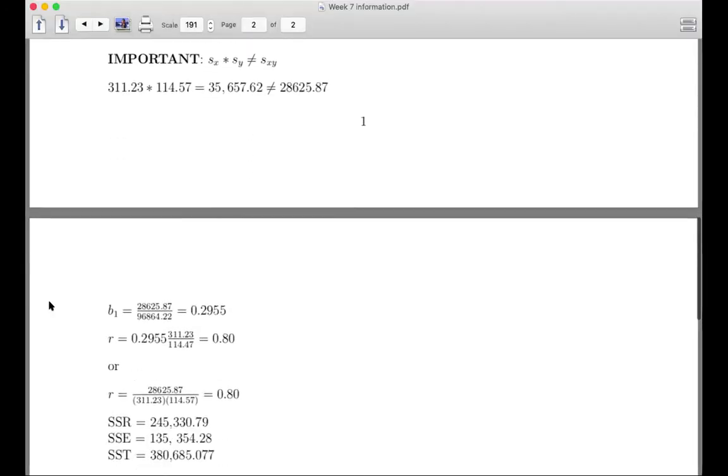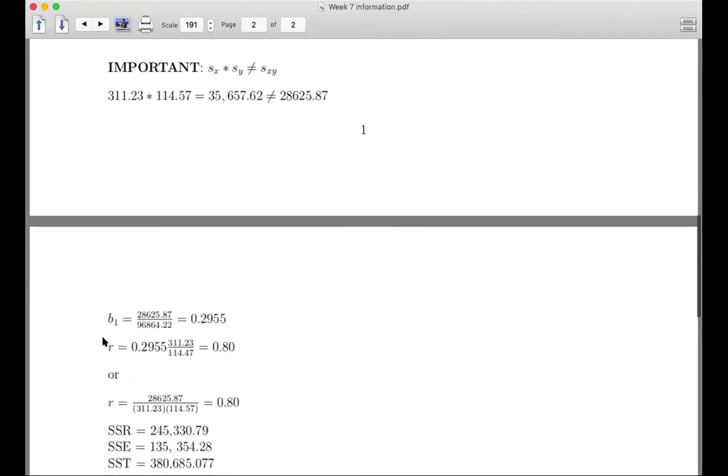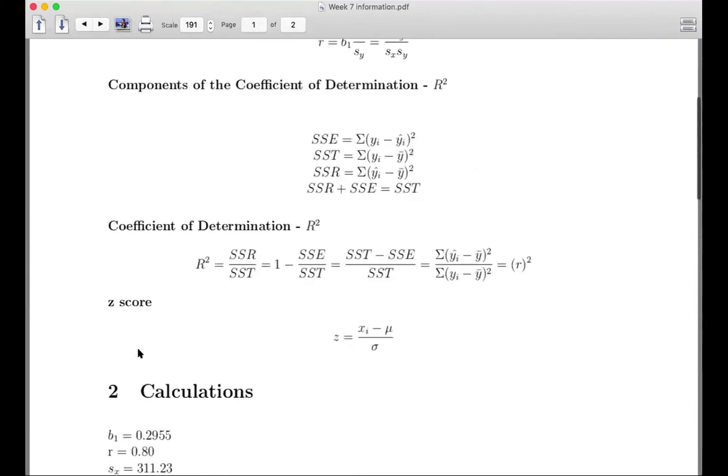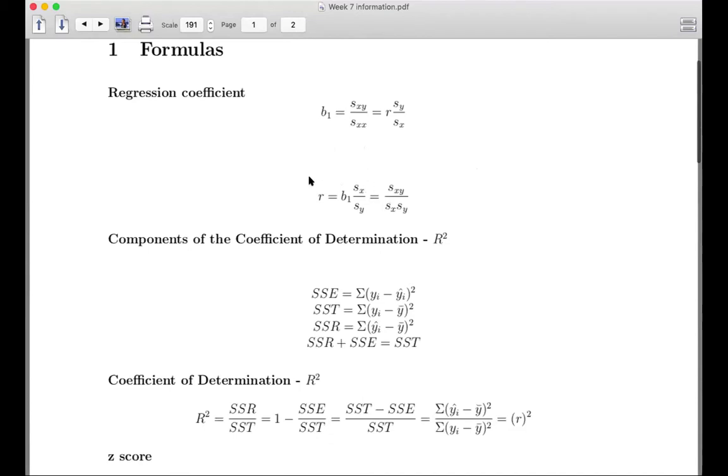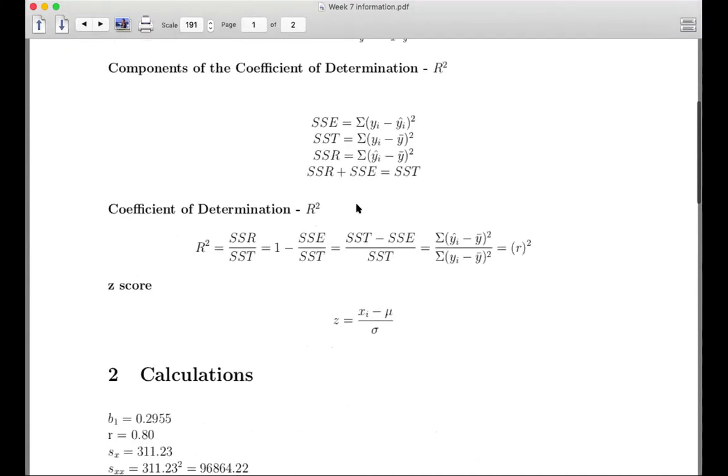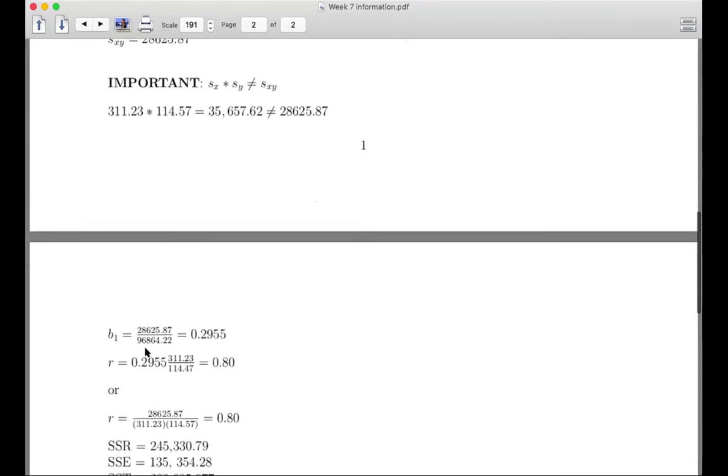Now I want to work with the relationship between R and B1. The next formula that I'm using is this one. R is equal to B1 times SX over SY. And that's precisely what I've done. R is equal to B1 times SX over SY. And when you do this calculation, you get 0.8, right? The very strong correlation that we saw last time. And this is exactly how Pearson's R is calculated.